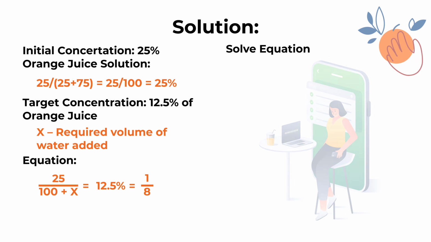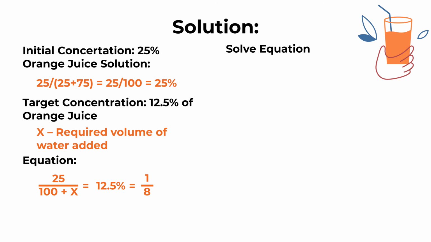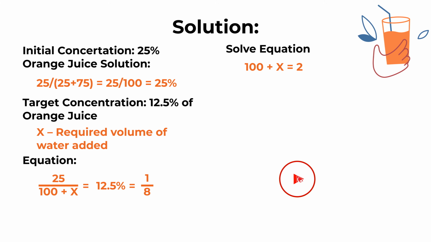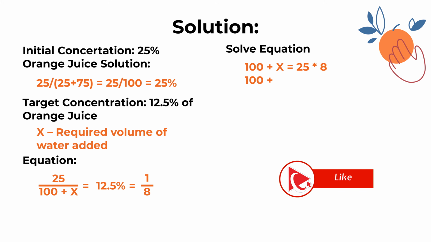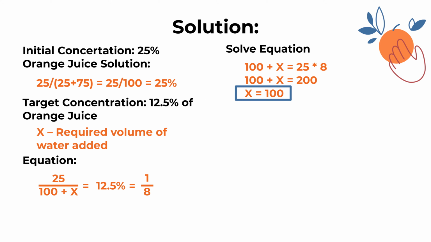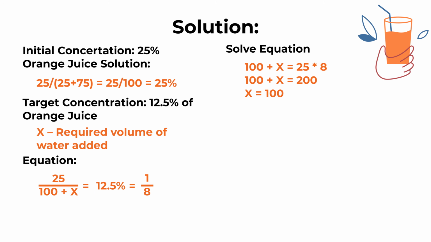Let's solve this equation by simplifying it. 100 plus X would be equal to 25 multiplied by 8, which would mean 100 plus X would be equal to 200. So X based on these calculations would be equal to 100, which would mean that we would need to add an additional 100 milliliters of water to the solution to make it a 12.5% orange juice solution.